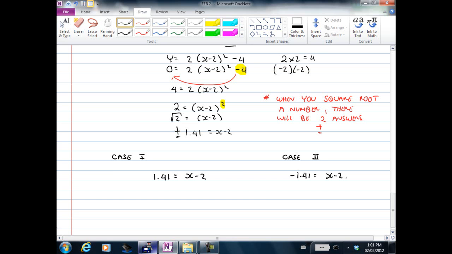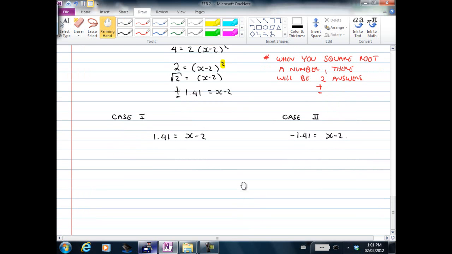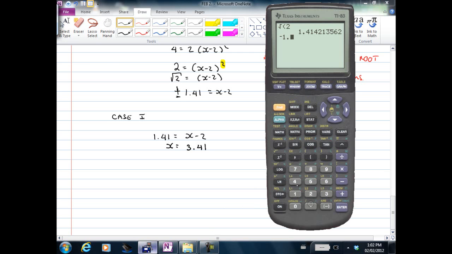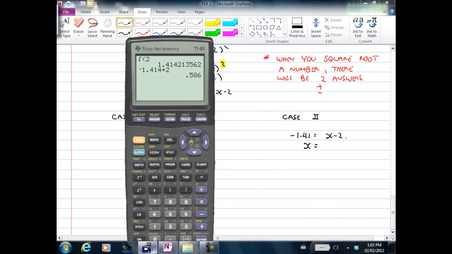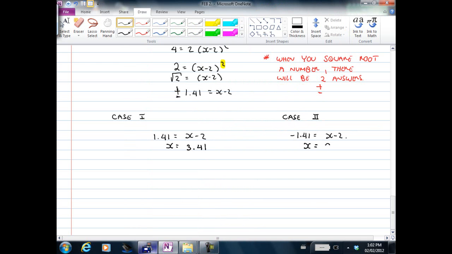Okay. So again, nothing too bad. I'm just going to take my time and use basic algebra here and there. x equals 3.41 is correct. I'm going to do the exact same thing for case 2. x equals, let's punch in our calculator, negative 1.414 plus 2, bada bing, 0.586.